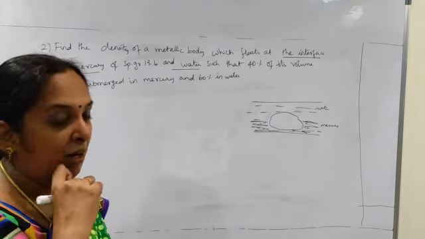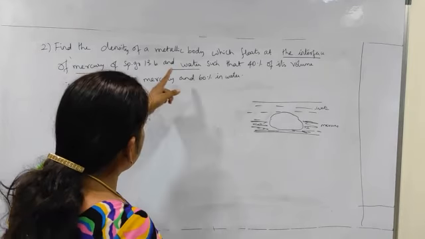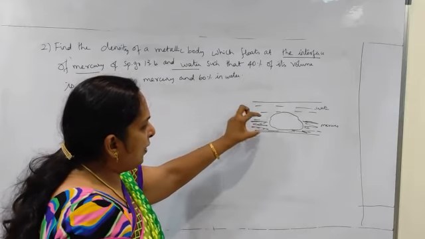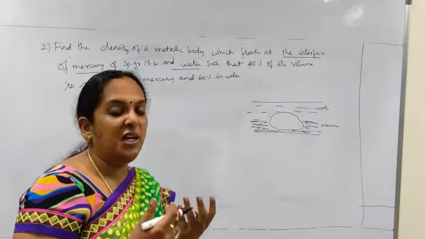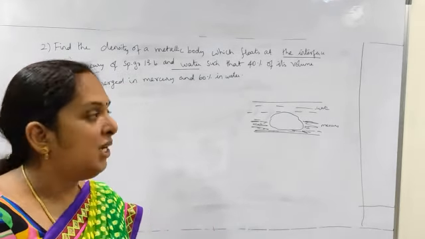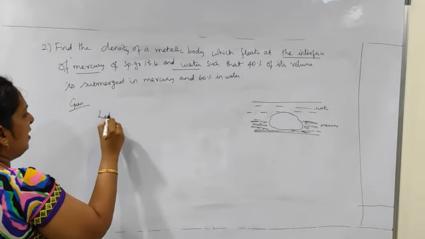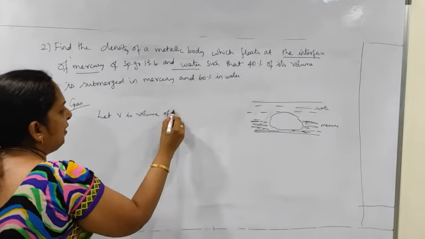Density is our rho. So they have given here that 40% of its volume is submerged in mercury, and 60% in water. They didn't give you exactly what volume is submerged and what is not, so what we are going to do here is assume that V is the volume of the body.